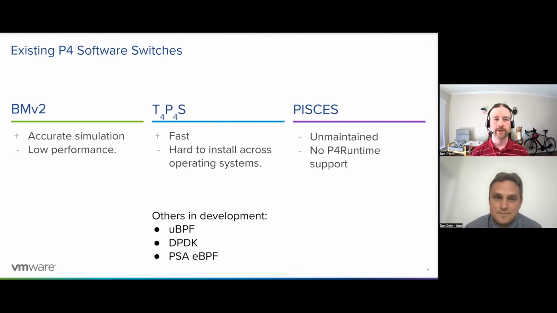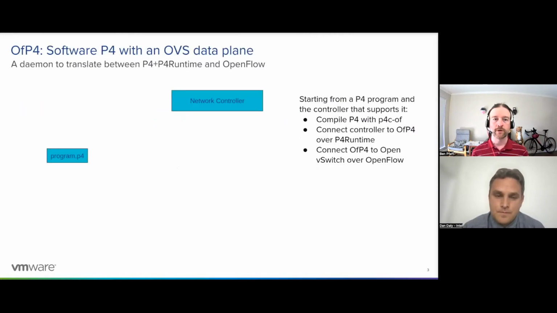We were motivated by the lack of a high-performance implementation of P4 in software. The popular BMV2 software switch is an accurate simulator, but it's not fast. We had trouble installing the academic Tapas switch outside of the exact distribution that its authors used. And the Pisces switch is unmaintained and it doesn't support P4 runtime. There are others in development too, but none of them is quite what we want. So we built our own switch, which we call OfP4. We didn't want to build a whole data plane of our own, so instead we decided to use Open vSwitch. That takes some explanation, and that's what this talk is.